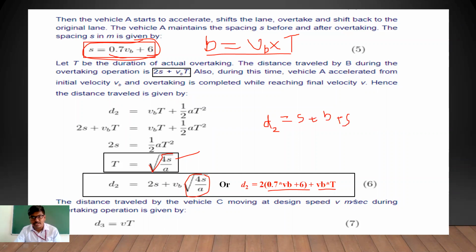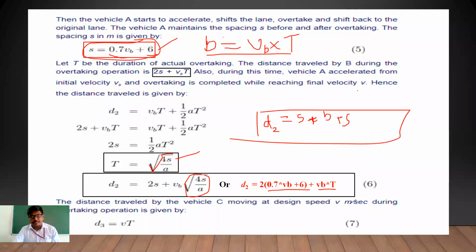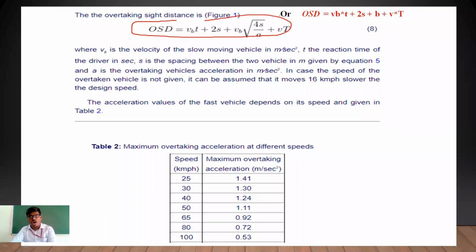Yes, so this is S not T, this is S plus B plus S. So this is the formula, and you should know this empirical formula of S and another formula for B. Hope I'm clear. So this is the final formula, whenever you take capital T, capital T only in place of D2. And another formula of overtaking sight distance, this is the another formula without substituting B.